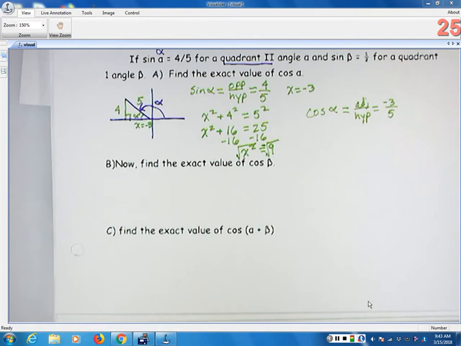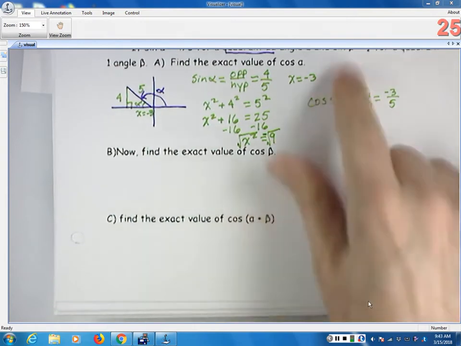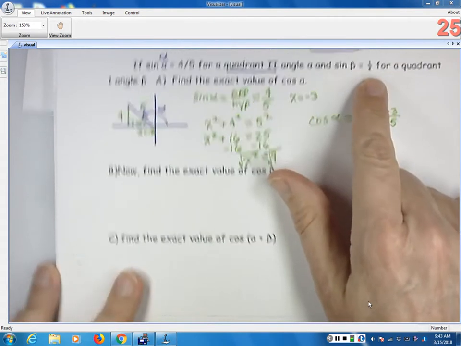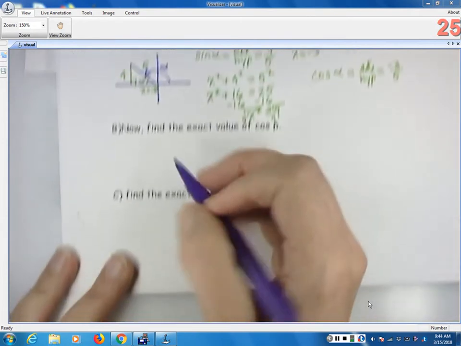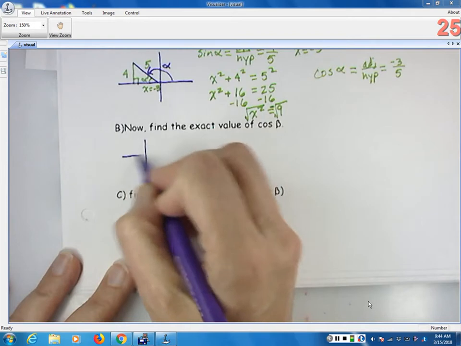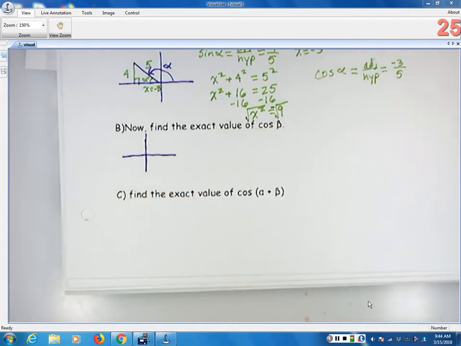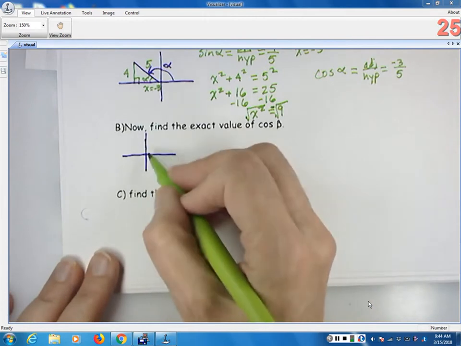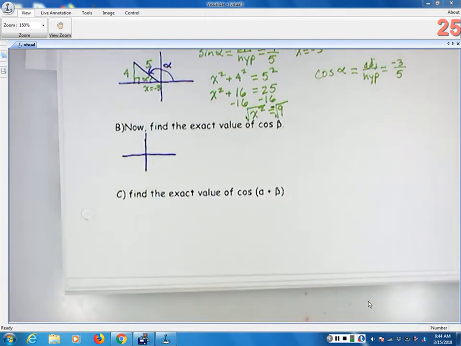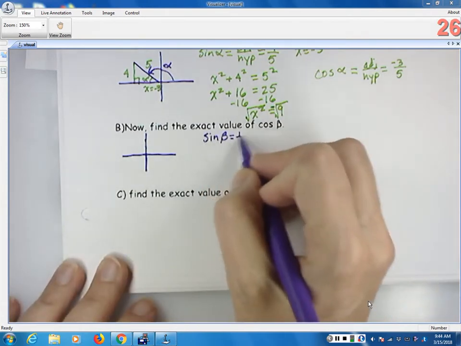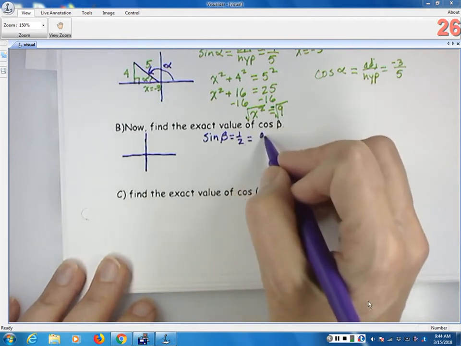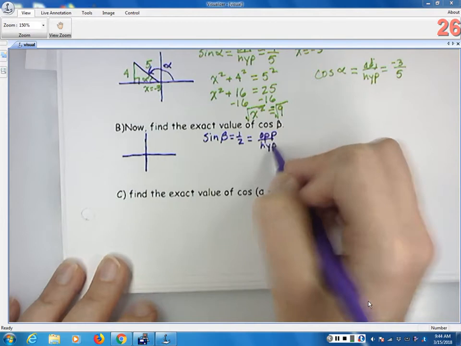So now we're going to find the exact value of cosine beta. So it says sine beta is 1/2 for a quadrant 1 angle beta. So it tells you beta is in quadrant 1. They're being nice to you here. On the previous example, it was a 3, 4, 5 triangle, and it didn't have the square root. But now this one's going to have, if you're in quadrant 1, and sine of beta is 1/2, sine is opposite over hypotenuse again.